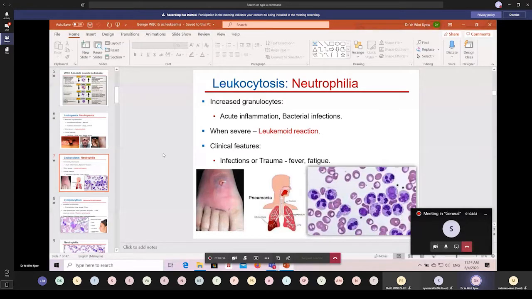Neutrophilia: you can see a lot of neutrophils in the blood film. One severe form is the leukemoid reaction. Clinical features: you can also see signs of infection or trauma, sometimes fatigue also. This is the reverse. You can see these in neutrophilia because, in response to fighting bacteria, the neutrophil count is increased.